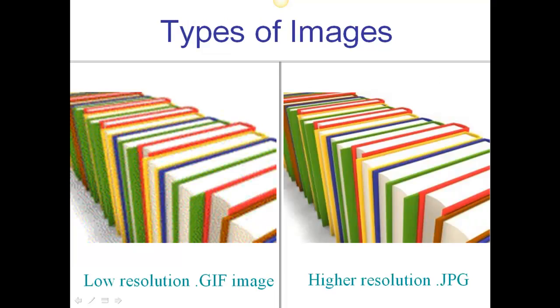Let's look at an example of two different types of images. We began with the higher resolution JPEG image on the right and converted it to a lower resolution GIF image. You can see that when the two different types of images are displayed at the same size, the lower resolution picture is grainy and pixelated. The GIF image has fewer pixels and is therefore not as clear.